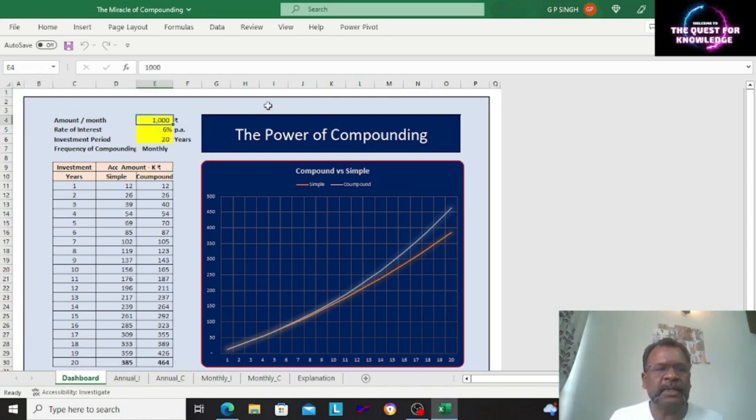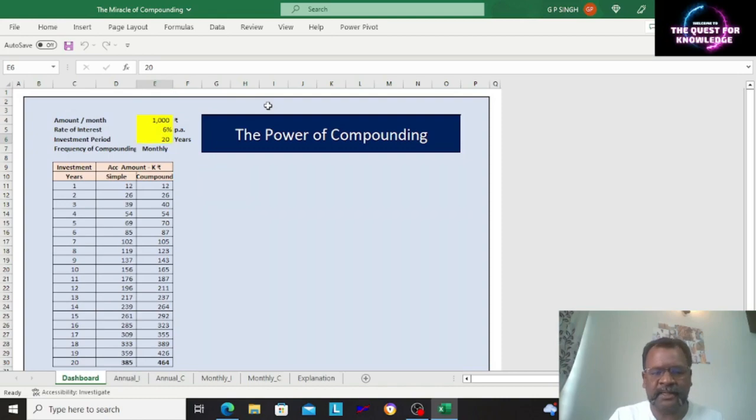Let's take an example that we want to invest 1000 rupees per month and the rate of interest is 6% per annum and the investment period is 20 years. So let us do the simple interest calculation and the compound interest calculation for this data set.